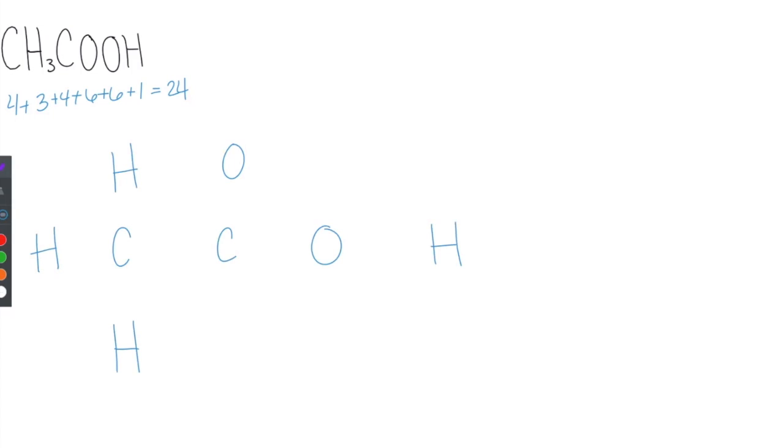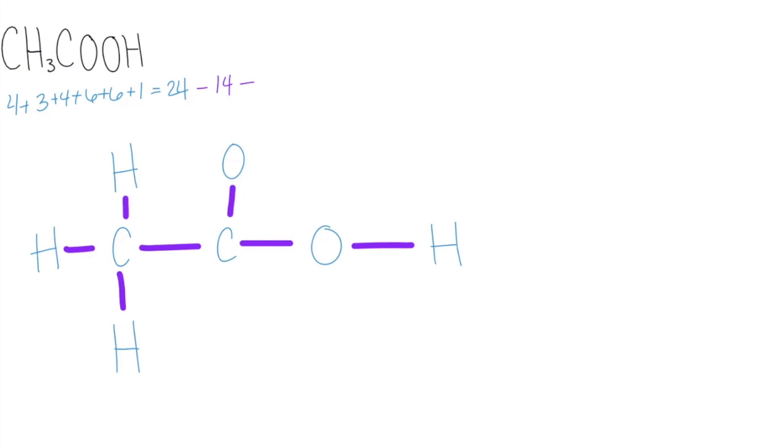So, connect everything with single bonds. 1, 2, 3, 4, 5, 6, 7. 7 bonds, so that is 14 electrons. I need 10 more. All right? So, go ahead and place those electrons starting outward in. Well, I don't want to touch any hydrogens, right? They're fine. Hydrogens are chilling. So let's go to the oxygen. 2, 4, 6, 8, 10.